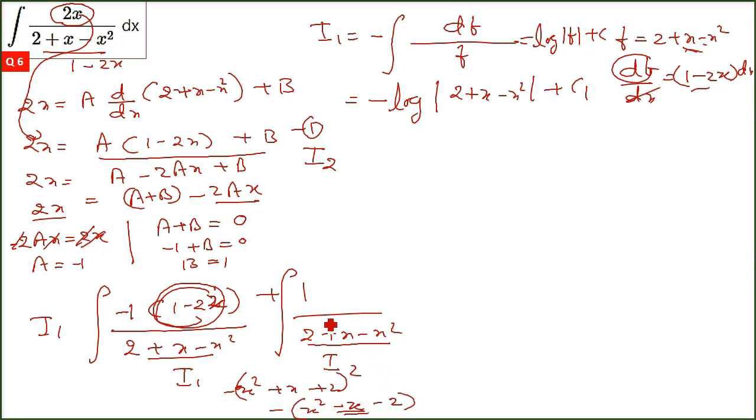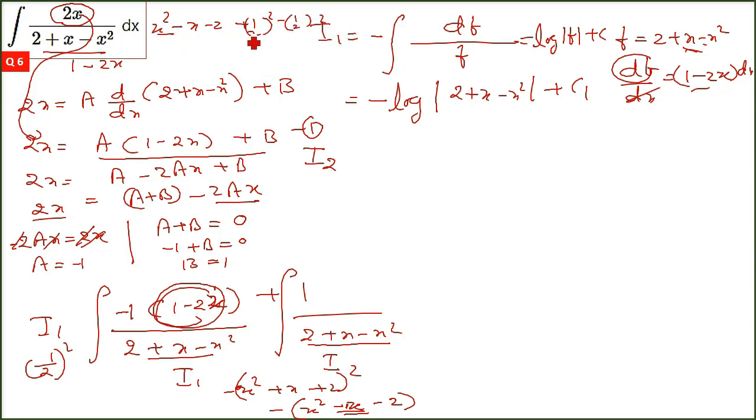Now we have to make this a perfect square. What is the coefficient of x? Which is 1. Now divide it by 2, square it, and add and subtract. So x square minus x minus 2. I requested 1 by 2 to be added and subtracted in the form of a square.